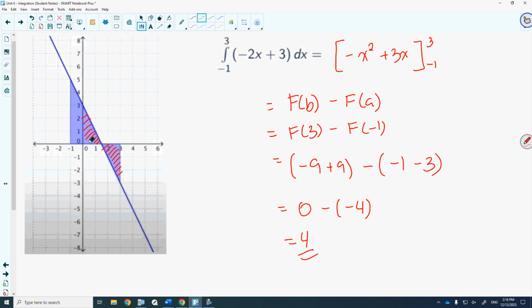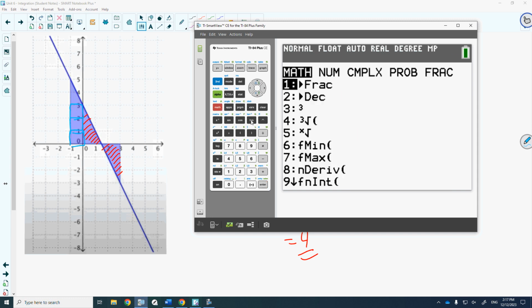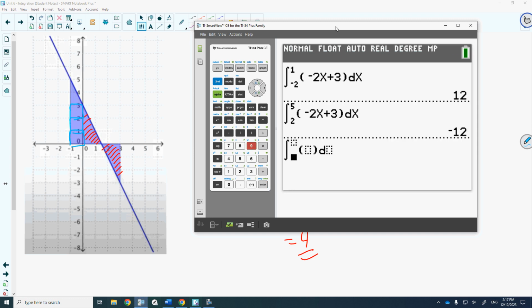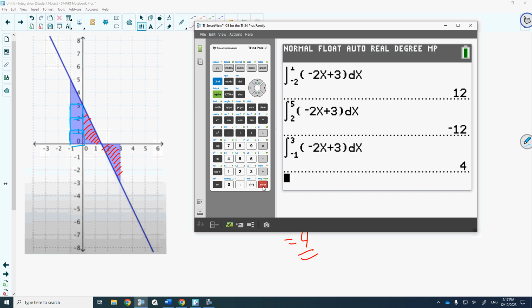And where the 4 would come from is if you actually count these squares, I'd have 1 square here, 2, 3, and then this and this would actually add up to our 4th square. Again, we could calculate that on our calculator, right? So math 9, and we're integrating from negative 1 to 3. And so we get 4 there.